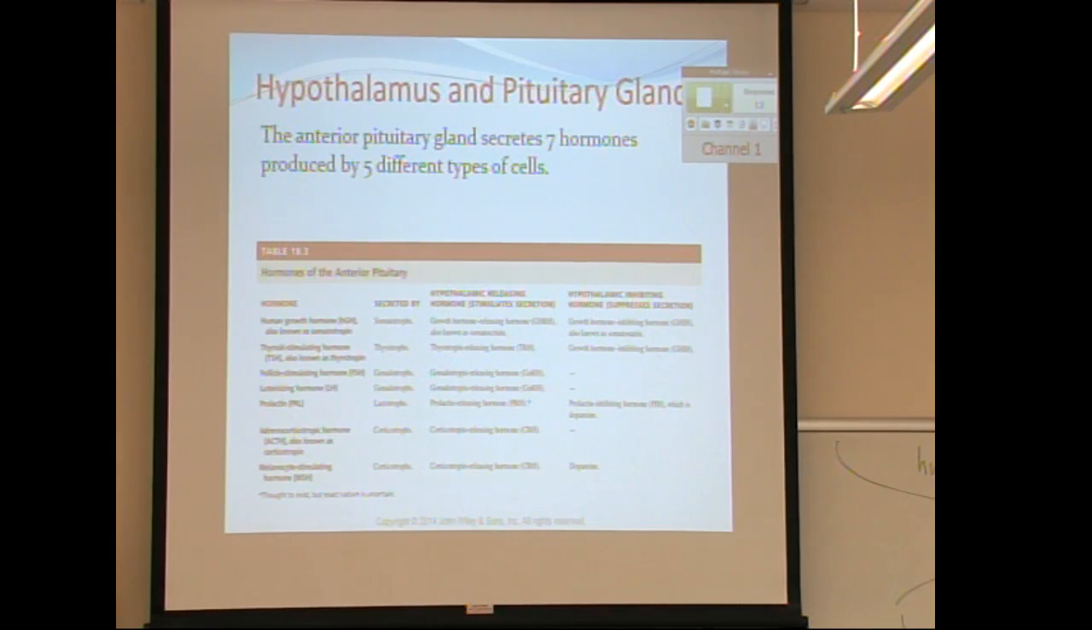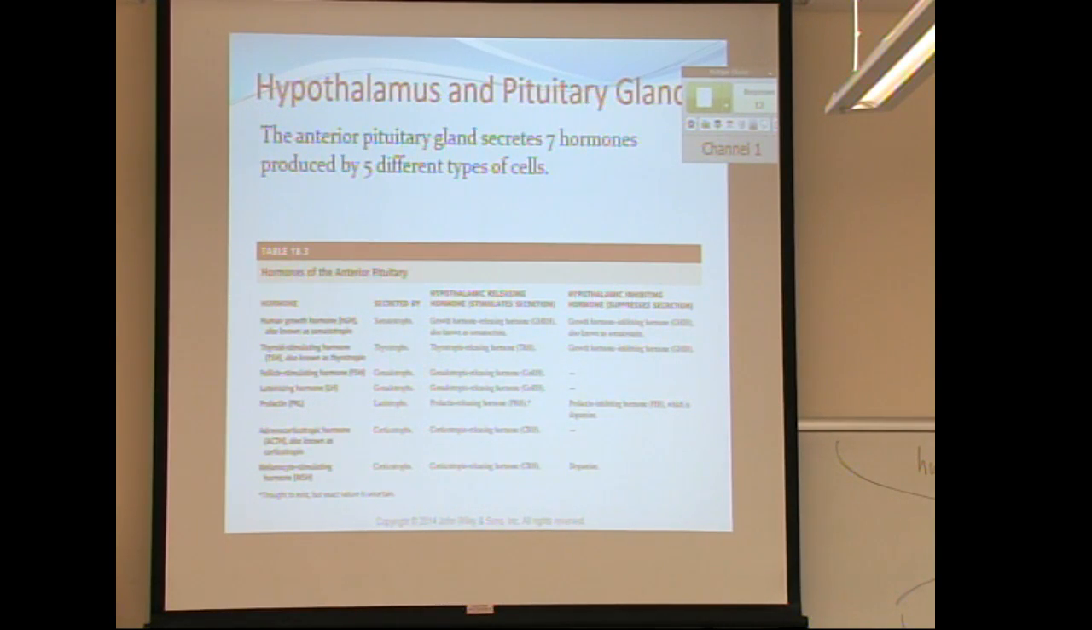And then for your TSH, your blocking is coming from your GH, and your increase is coming from your TRH. For the FSH, you have your decrease and increase. For your FSH and your LH, it's both increased by your gonadotropin-releasing hormone, GnRH.